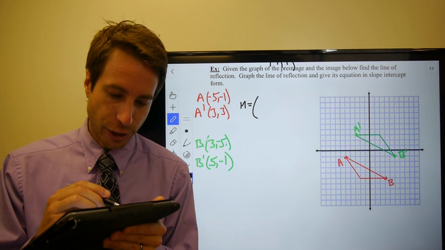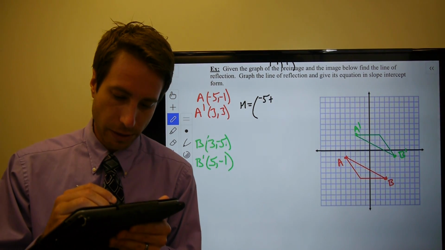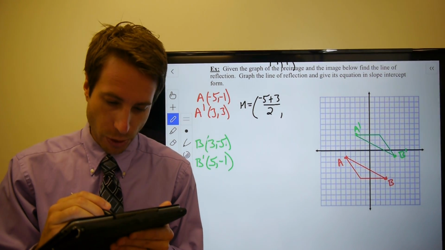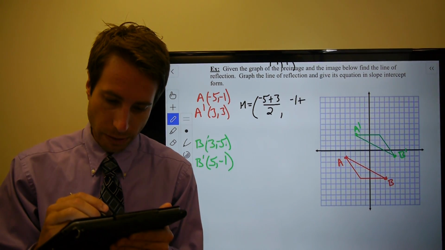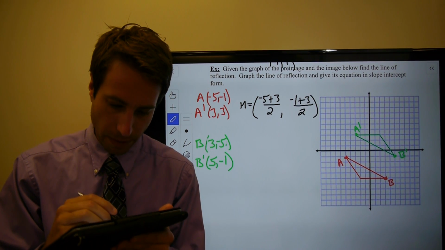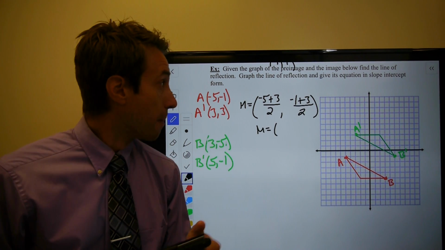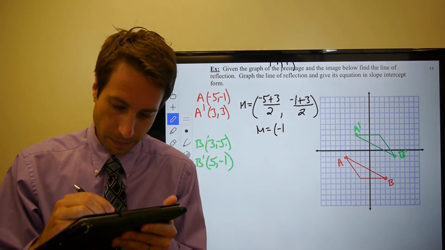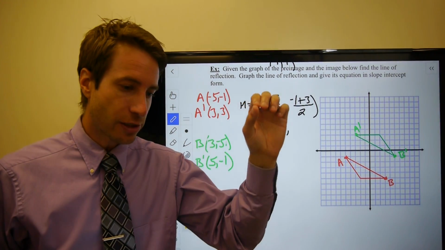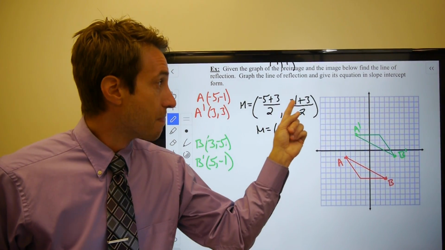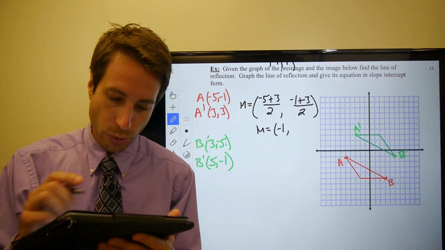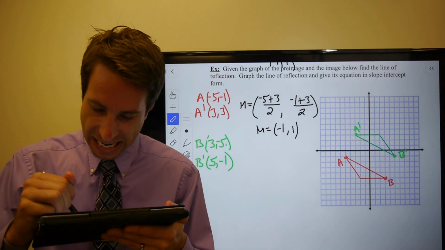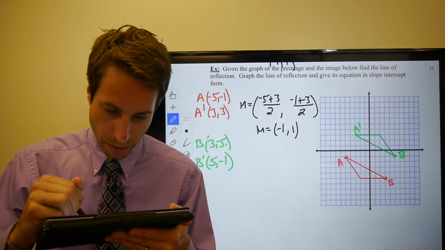Okay, it's going to be x2, -5 plus 3 divided by 2. The y is going to be y2 plus y1 divided by 2, so -1 plus 3 divided by 2. Midpoint is going to be at, let's see, -5 plus 3 is a -2, -2 divided by 2 would be a -1. That's going to leave me with a +2 divided by 2, which is a +1. So it tells me the midpoint for A and A prime is at -1, 1. That does not look right.